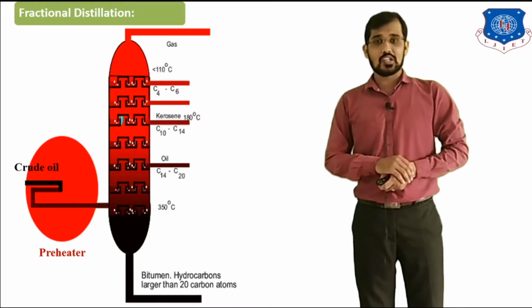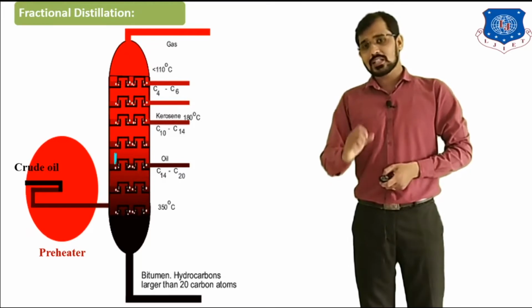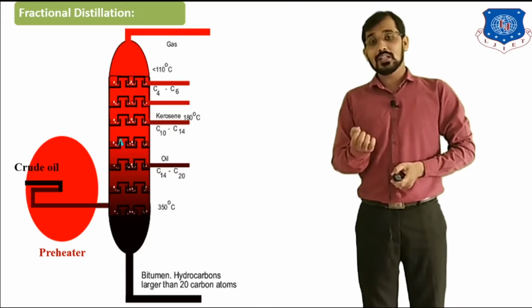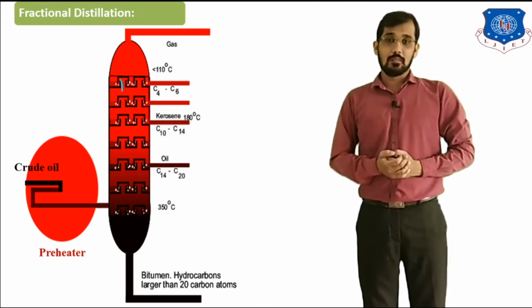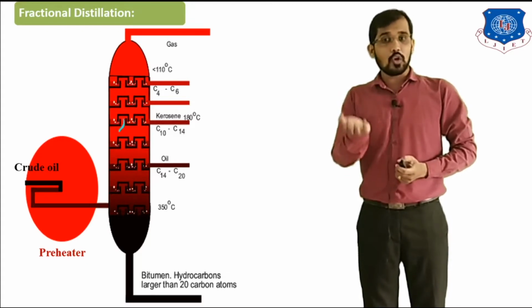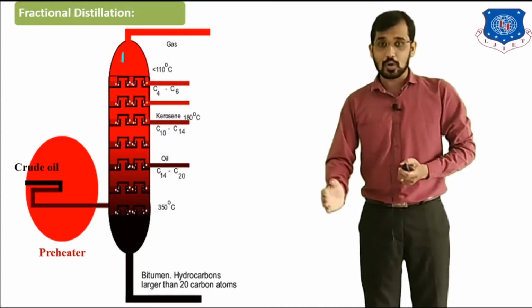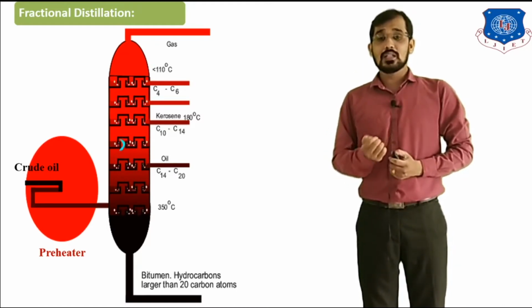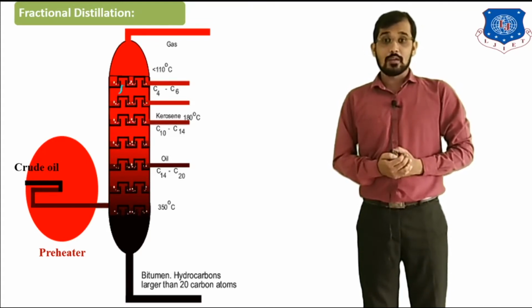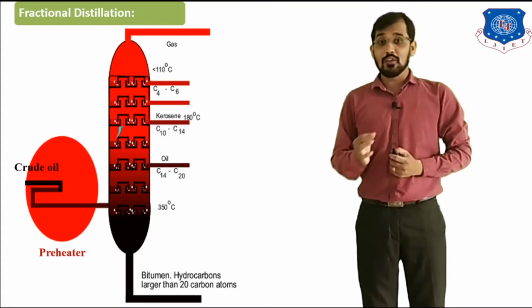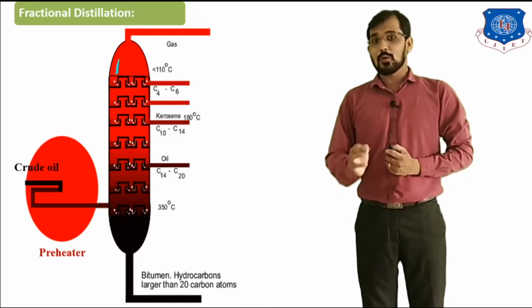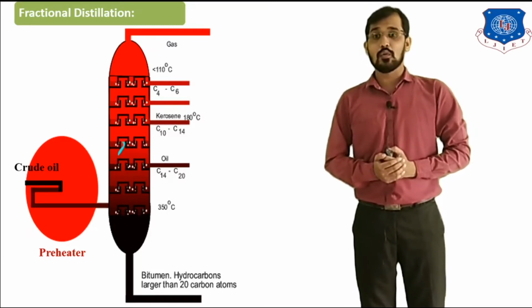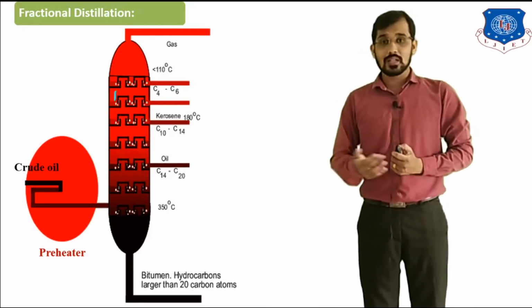You can see the distillation column is designed in such a way that the maximum boiling component is removed from the bottom section. This means the more volatile component is removed from the top section and the less volatile component is removed from the bottom section. You can see there is a gaseous stream from the top section, the more volatile component stream, where we are getting LPG. LPG is nothing but liquefied petroleum gas, and liquefied petroleum gas consists mainly of propane and butane, meaning C3 and C4 components are present in a large amount in the gaseous stream.